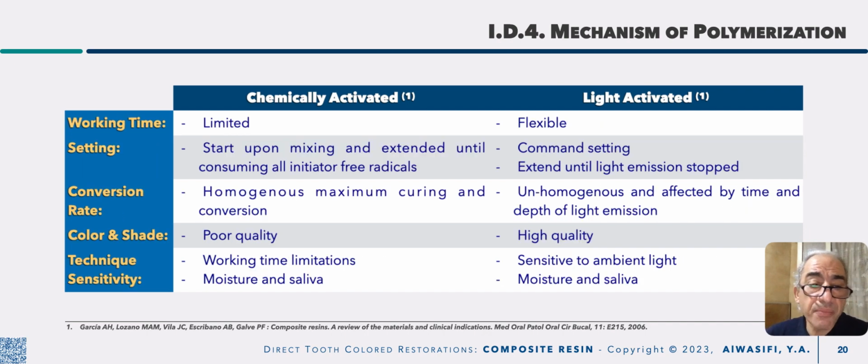When you compare them again in terms of working time, chemically activated has a limited working time because the setting reaction starts once the two base increments touch each other, then the activator meets the initiator and starts to break it down, starting the reaction. That's why your setting reaction starts upon mixing and extends until the activator has consumed all the initiator, released all the free radicals, and produced maximum cross-linking. That's why we consider it as having a homogeneous polymerization reaction with maximum rate of conversion.